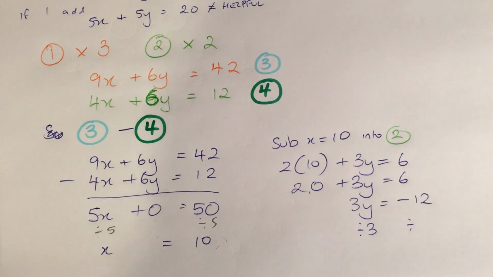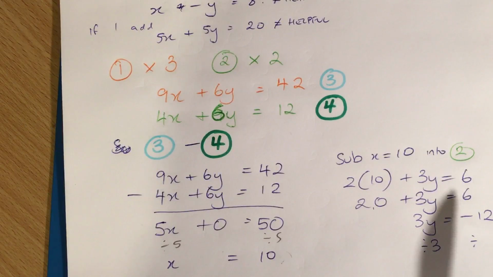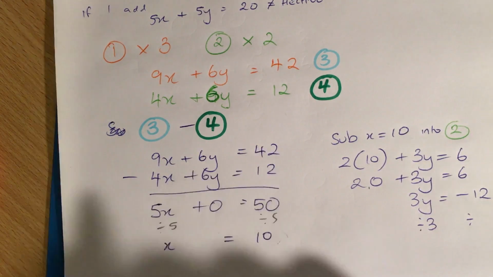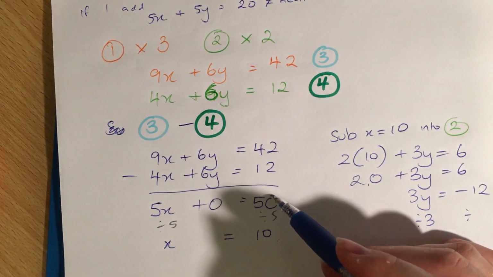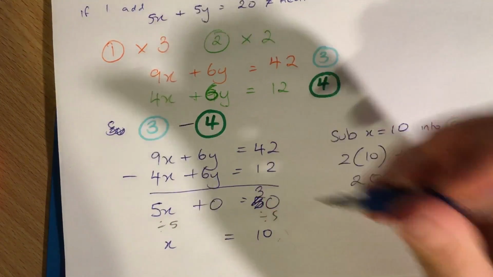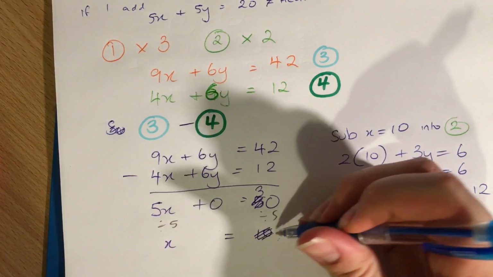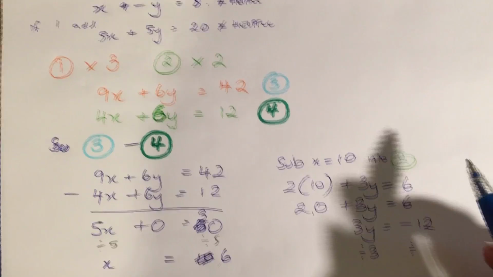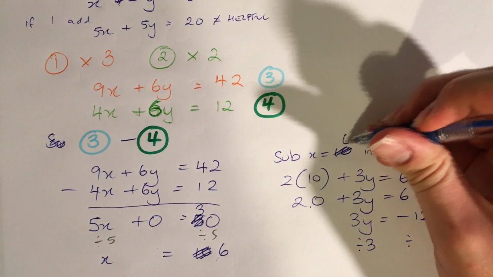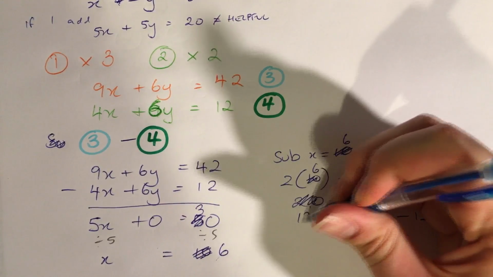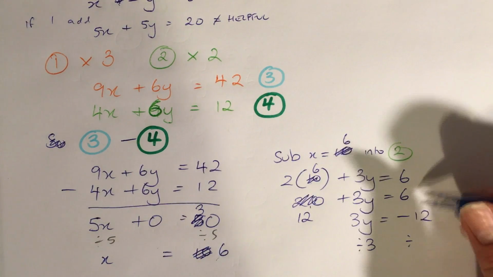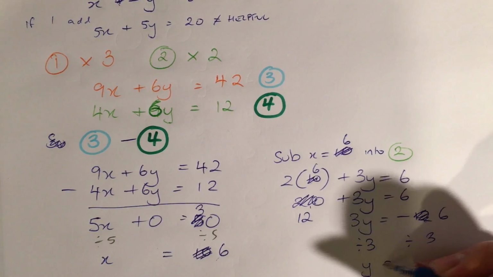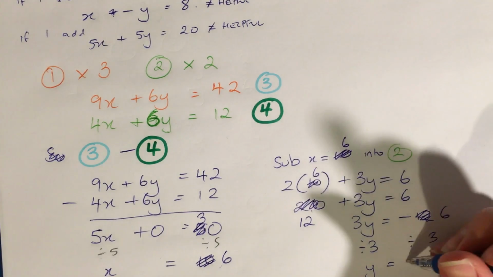Oh, I've just realised what I've done wrong. So, let's go back a bit. 42 take away 12 is apparently 50, according to me. Well, that's handy. Let's fix that up. And let's go back over here. Sub x equals 6. 12 plus 3y equals 6. Divided by 3, y should be equal to -2. That's better.